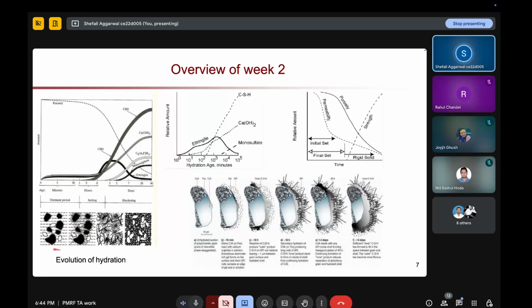So this is a schematic showing how hydration is evolving, and this is another type of schematic which shows what is happening within a few minutes, 10 minutes, 10 hours and so on. I think sir has only started this work, and he is planning to teach all this in week 3. So we will talk about this diagram there itself.